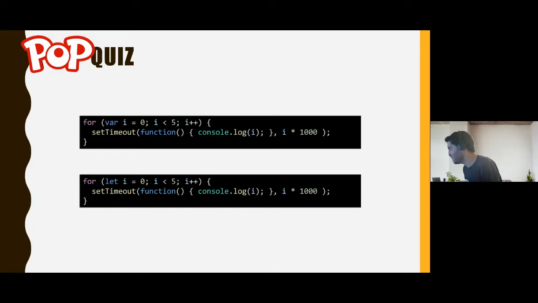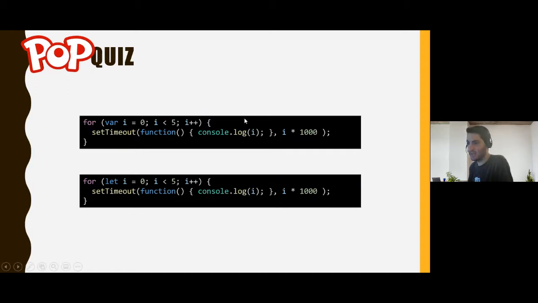All right, so I have a first answer from Roy. He said first 5 and second one 0 to 4. And you're actually correct, and let me explain why. So as we said before, this var, the first for loop, is global, and once we finish the for loop, which is probably faster than 1,000 milliseconds, the I was already changed to 5.